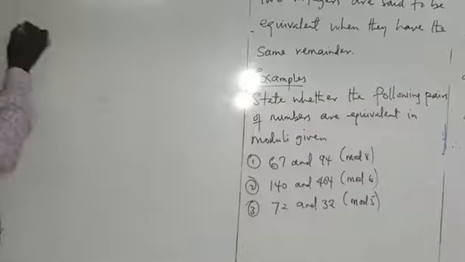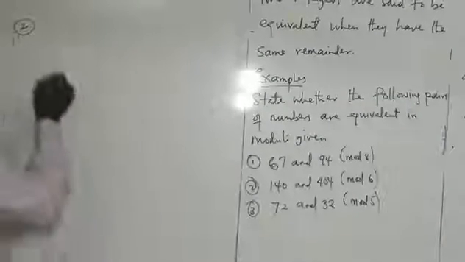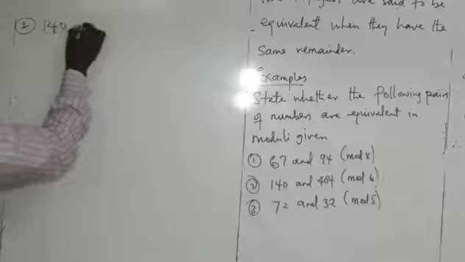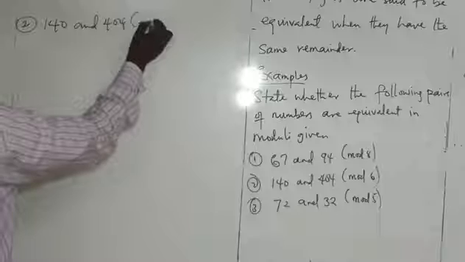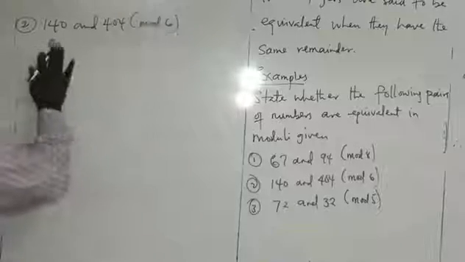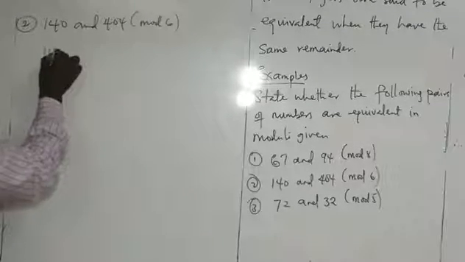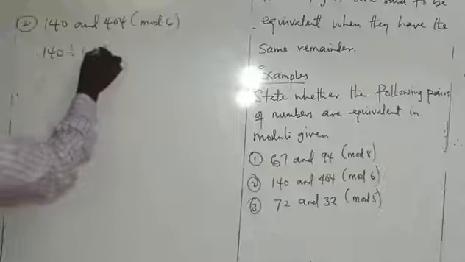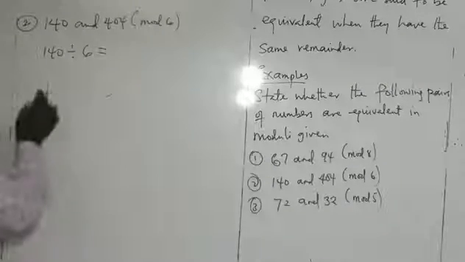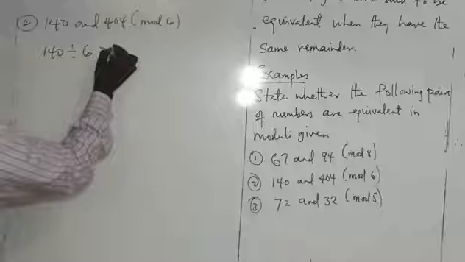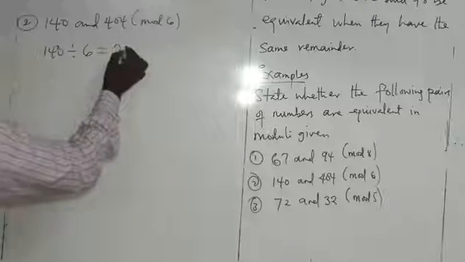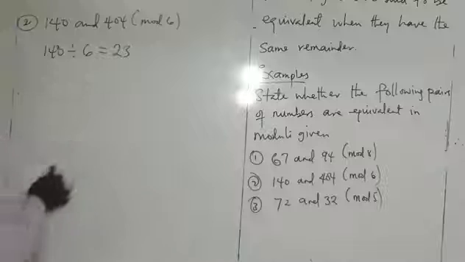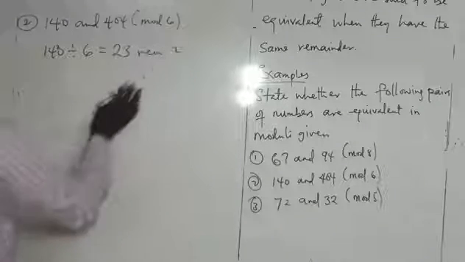Second example. We have 140 and 404 in mod 6. So we're going to test for both again. That is 140 divided by 6. We want to get the remainder. So for 6 here, that is 2, which is 12. Remainder 2, in 20, that is 3, which is 18, remainder 2.